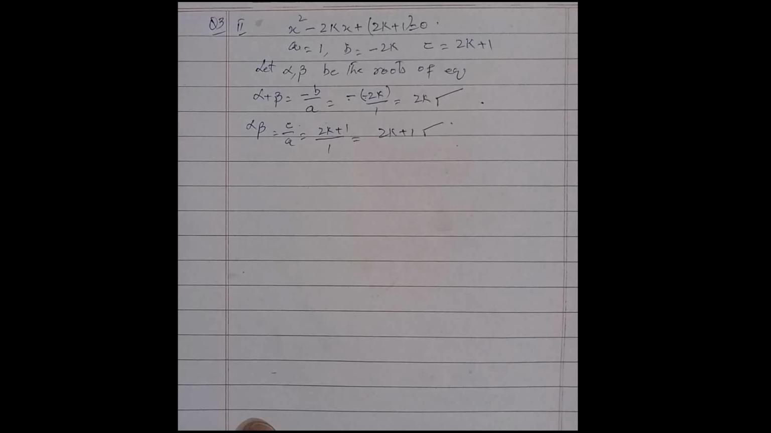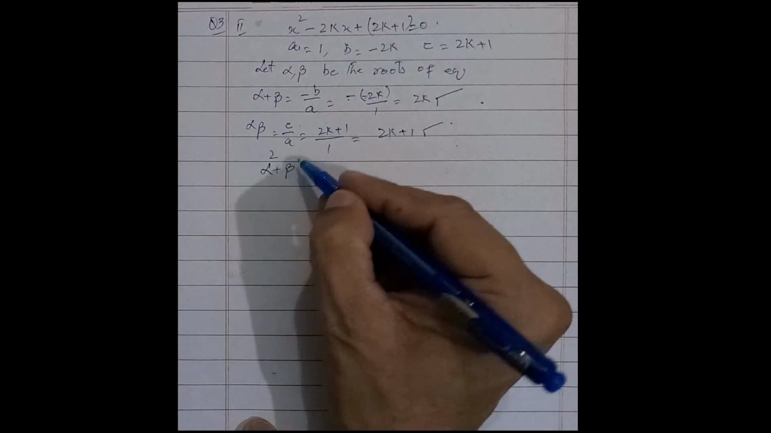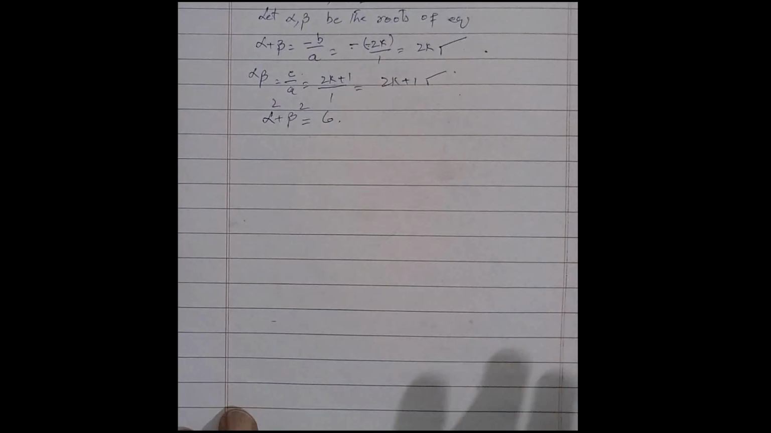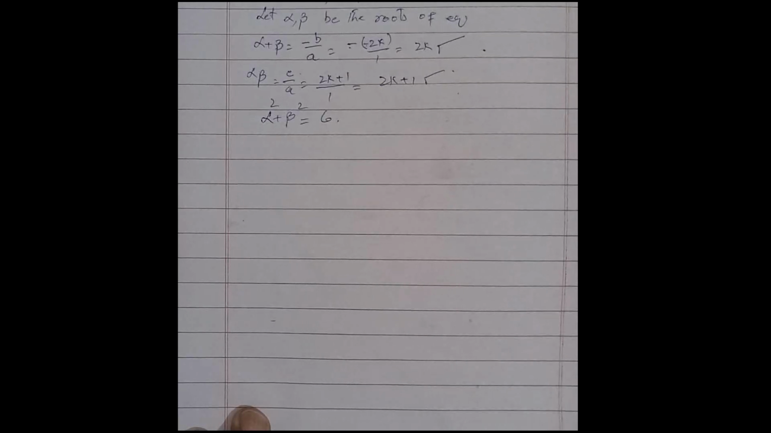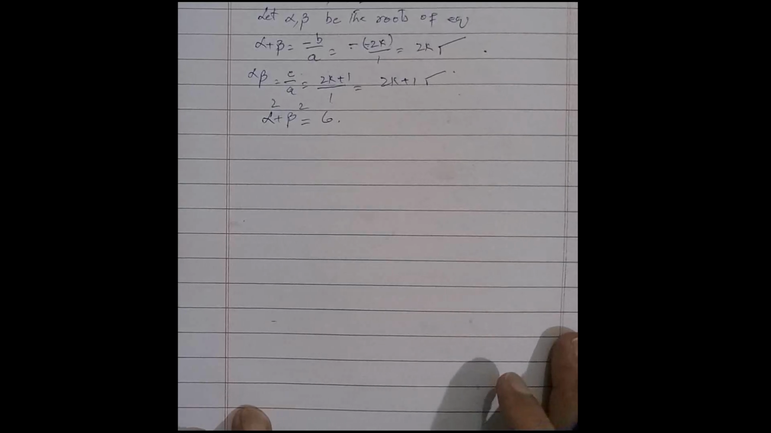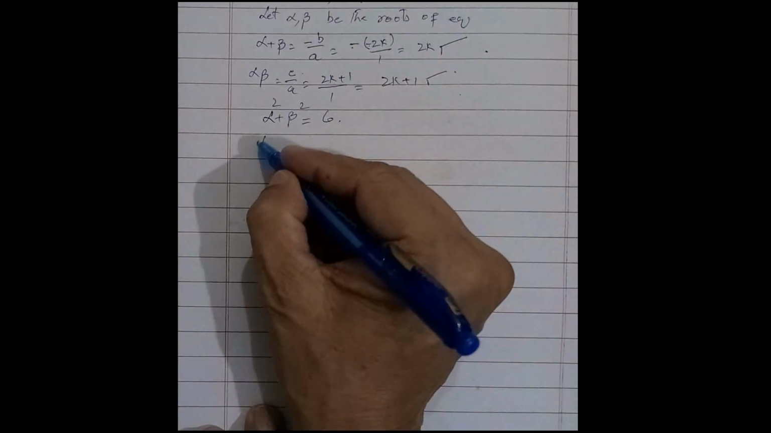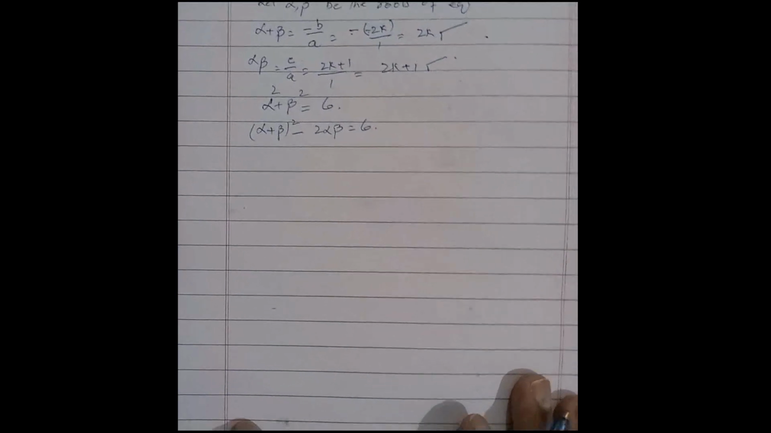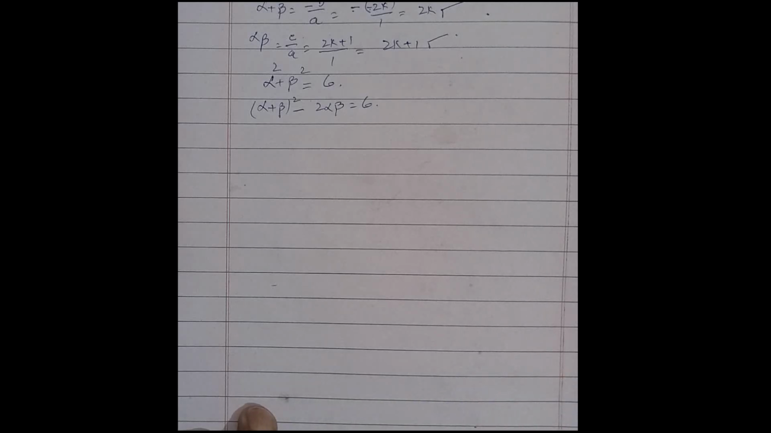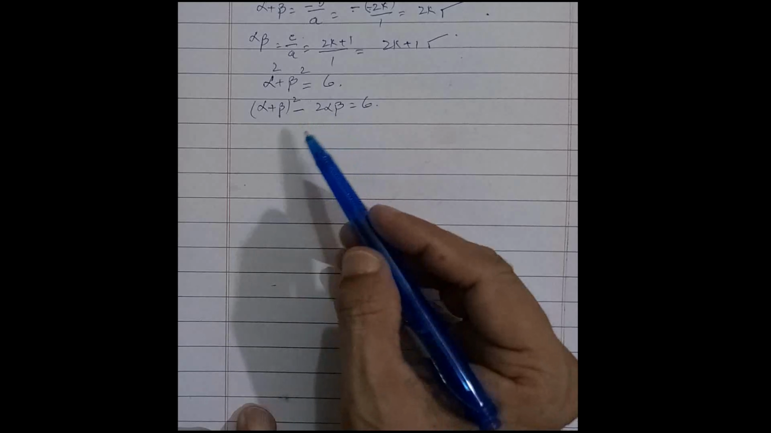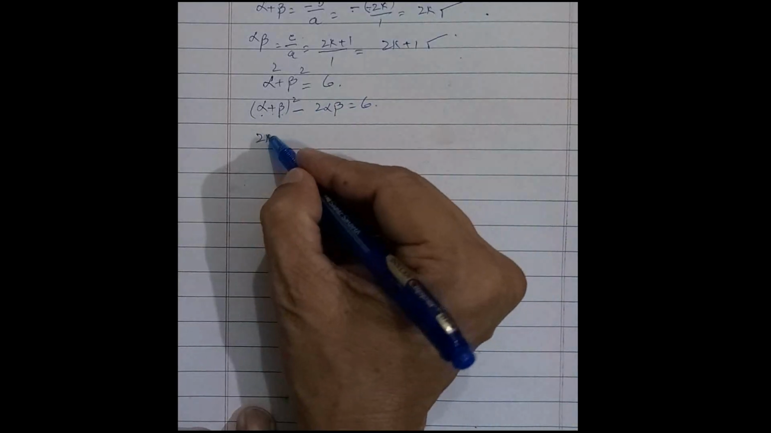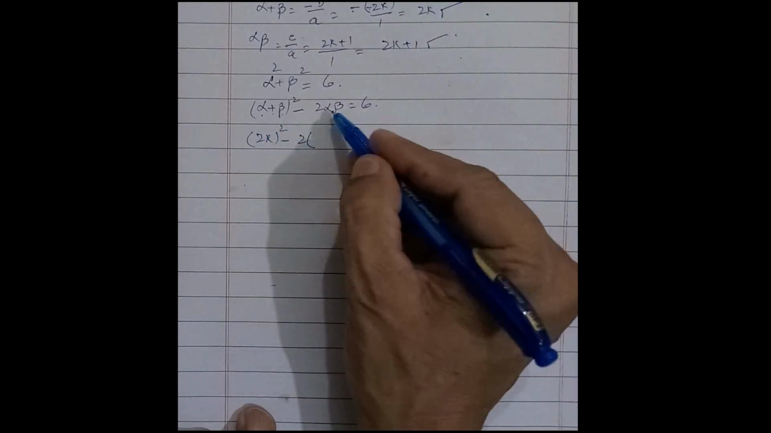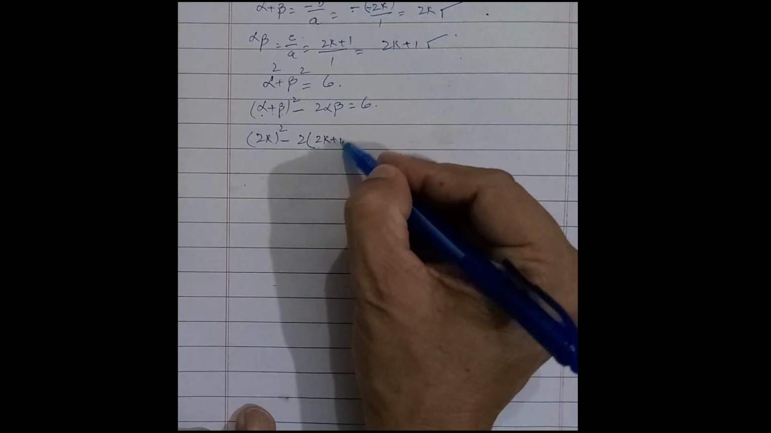The statement is that the sum of squares of the roots of x² − 2kx + 2k + 1 = 0 is 6. So alpha square plus beta square is equal to 6. First we convert this into the values we have: (alpha plus beta) whole square minus 2 alpha beta is equal to 6. We put the sum and product of the roots here. Alpha plus beta is 2k, so (2k) whole square minus 2 into (2k + 1) is equal to 6.